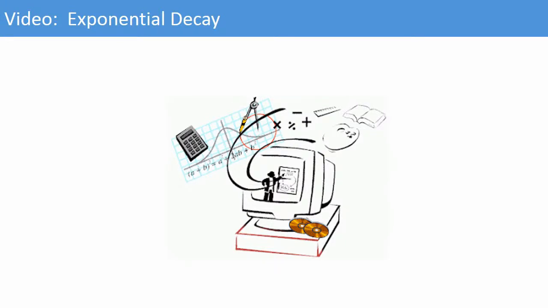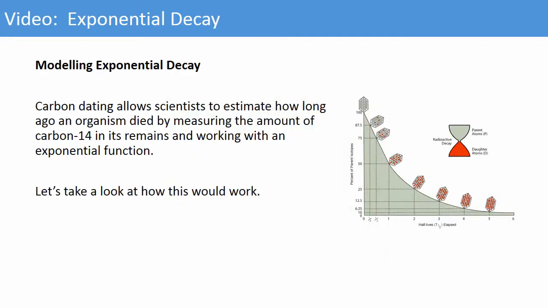Exponential decay. Modeling exponential decay. Carbon dating allows scientists to estimate how long ago an organism died by measuring the amount of carbon-14 in its remains, and then working with an exponential function to narrow down the results. Let's take a look at how this would work.